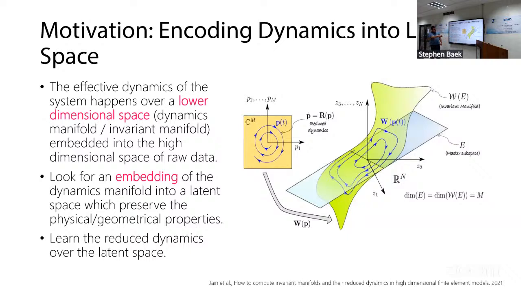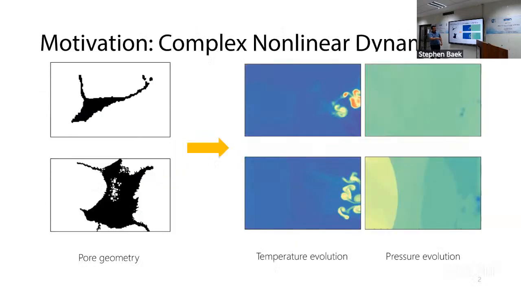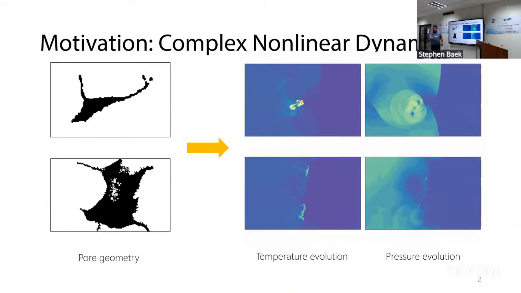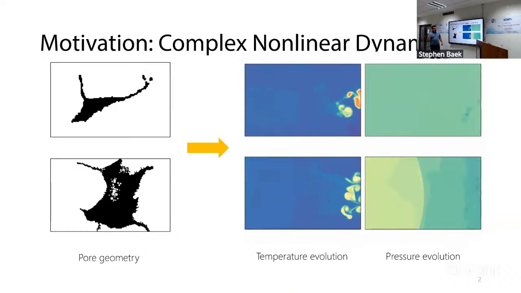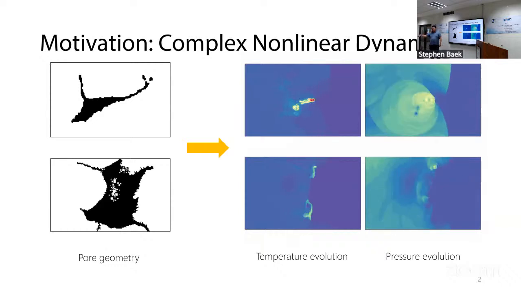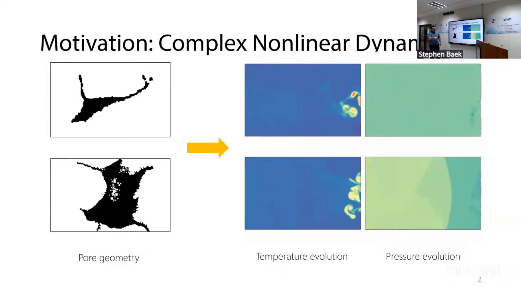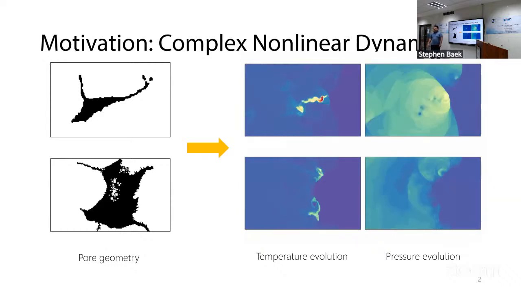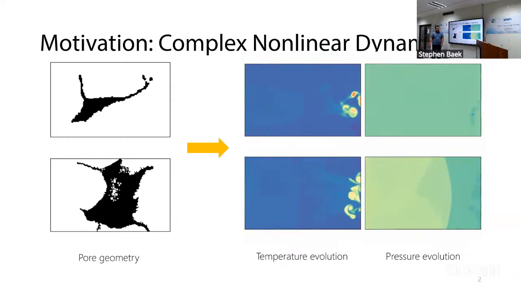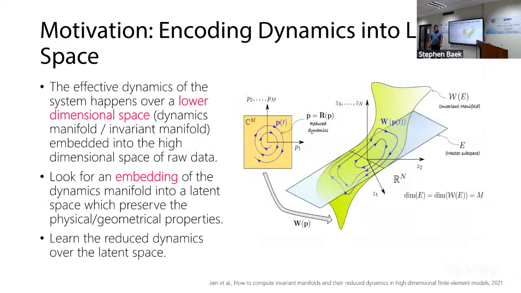So this particular trajectory over here is what corresponds to one simulation. And then on that invariant manifold, there can be many different trajectories corresponding to different boundary conditions, different initial conditions, different physical parameters, and so on and so forth. So that's the problem setting.